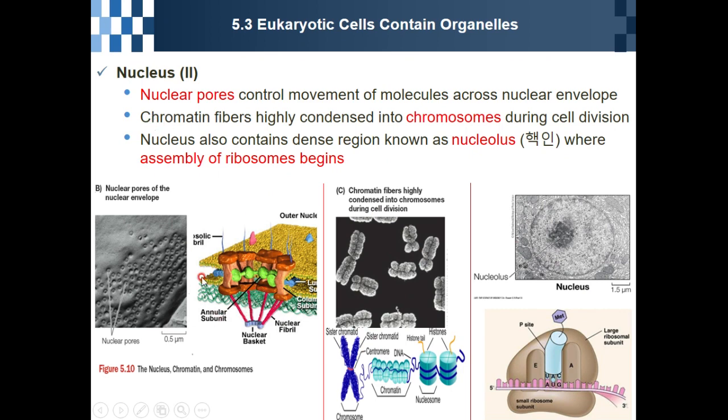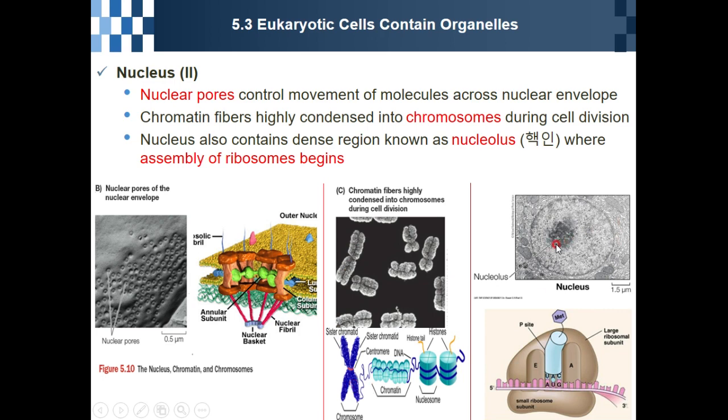The nucleus also has nuclear pores, like this. They have pores. The nuclear pore controls the movement of molecules across the nuclear envelope. Also in the nucleus, we can see the chromatin fiber and chromosomes. The chromatin fiber can be condensed into chromosomes during cell division. Sometimes we can see nucleosomes in the nucleus.